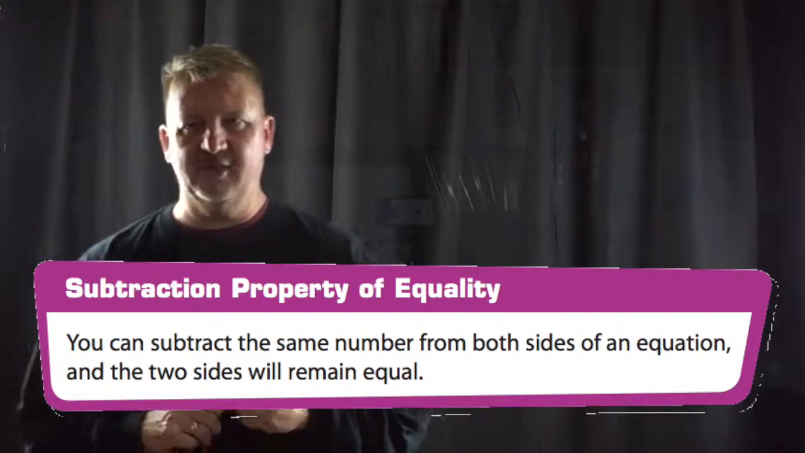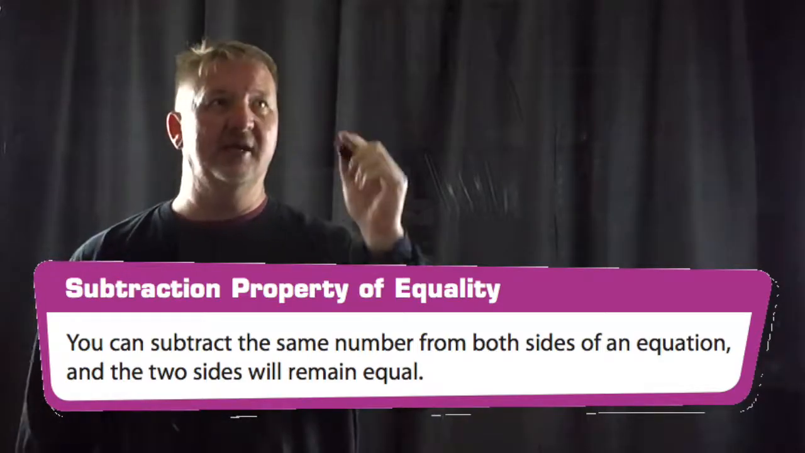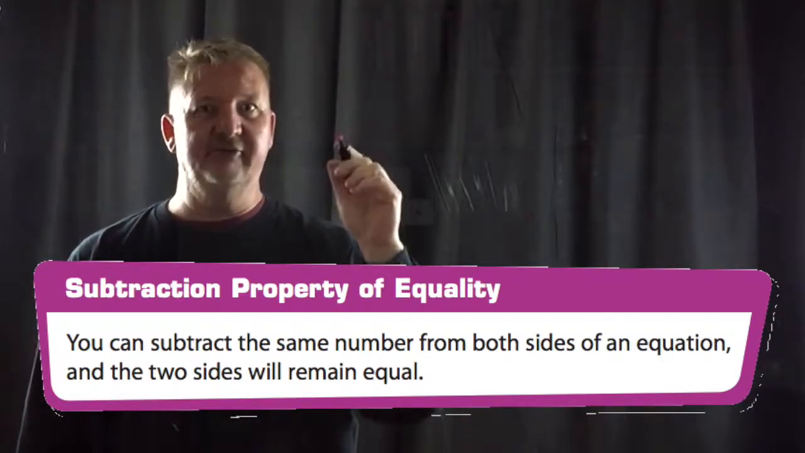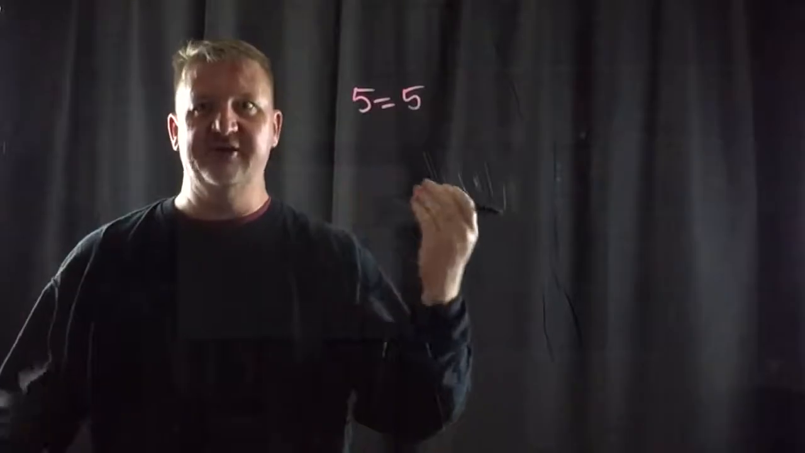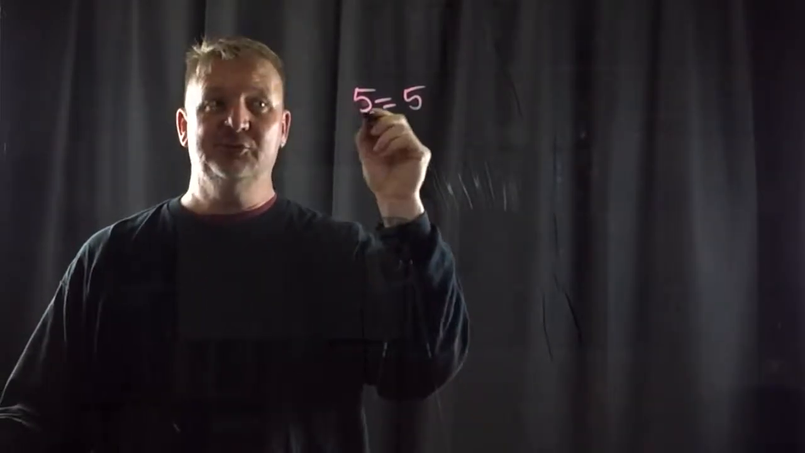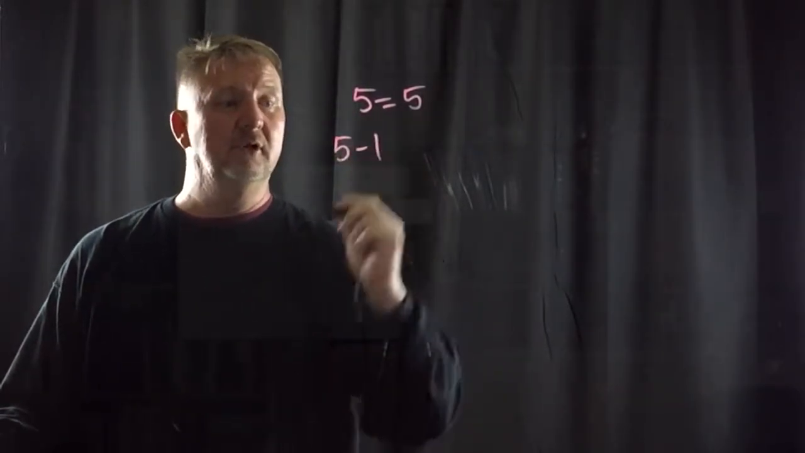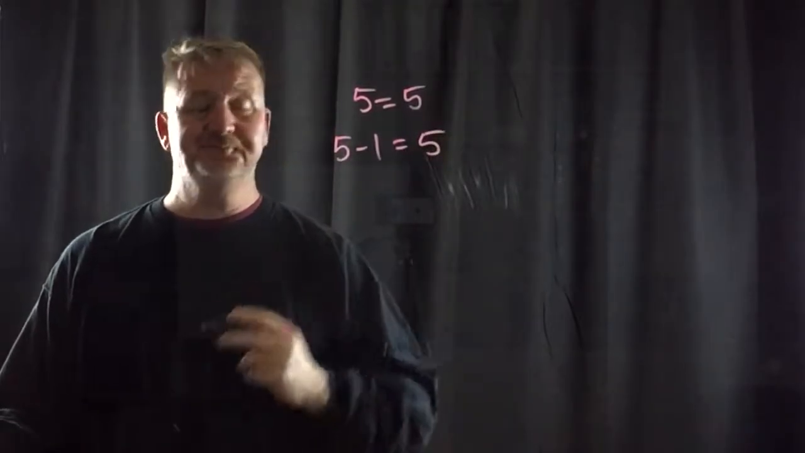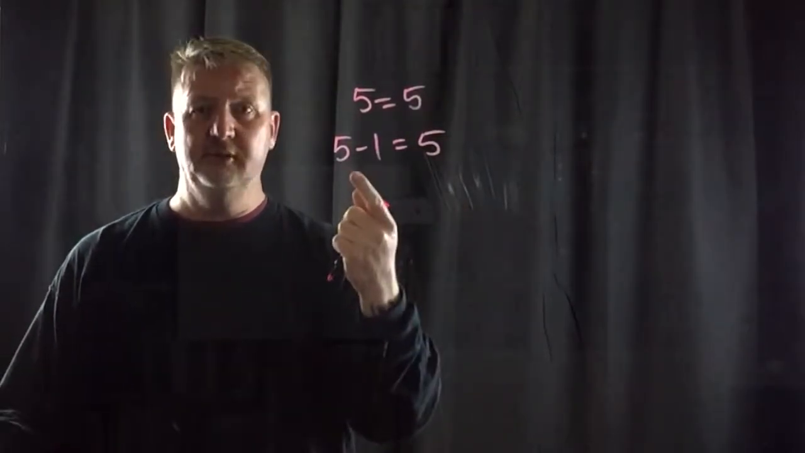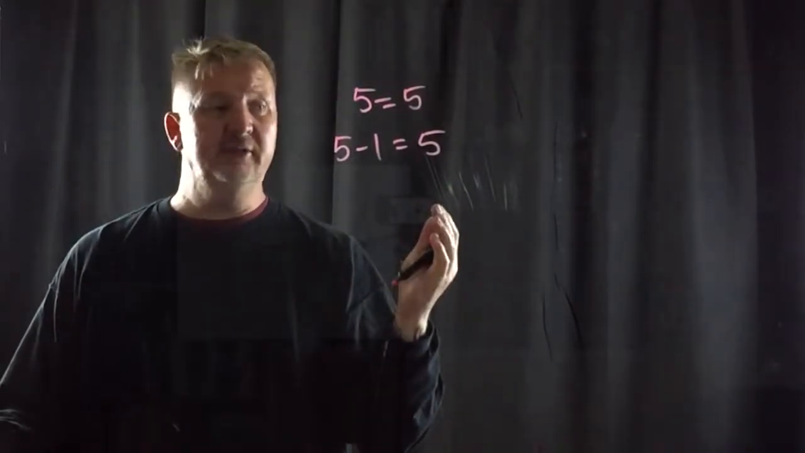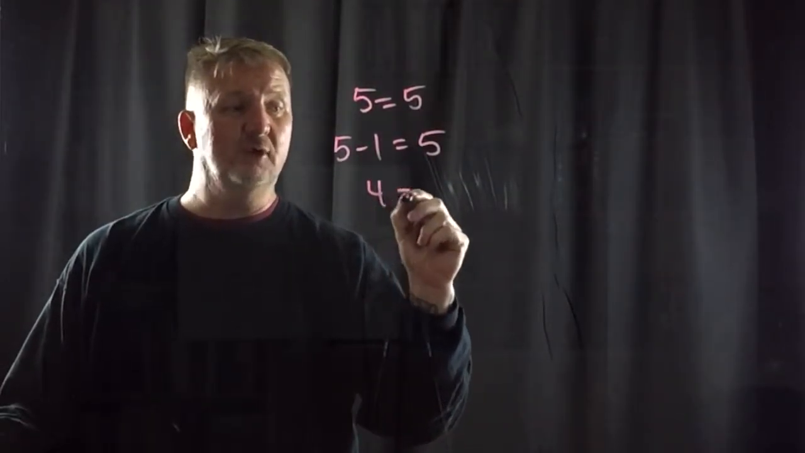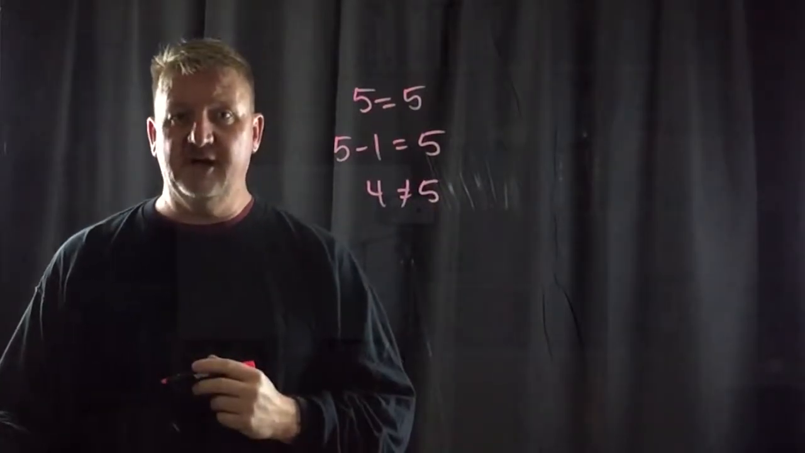I'm going to show you an example of that real quick, a real basic example without letters and variables and whatnot. So if I said 5 is equal to 5, that makes complete sense, right? Because 5 is equal to 5. But if I subtracted 1 from just one side of this equation, would 5 minus 1 be equal to 5? No, it wouldn't be, because 5 minus 1 is 4, and 4 doesn't equal 5.